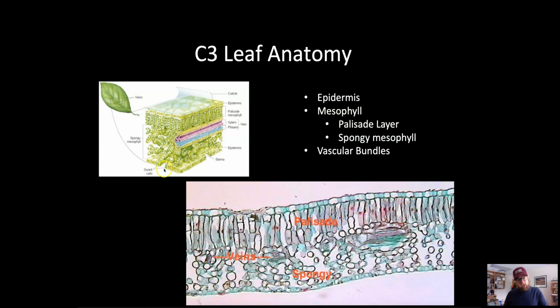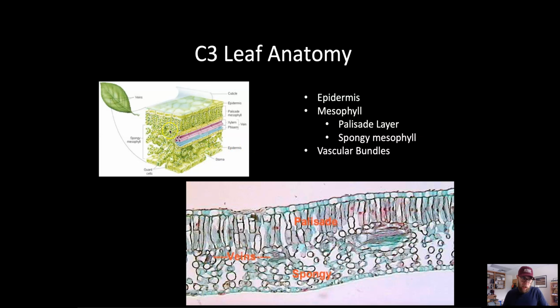A couple other things to note. You can see a stoma down at the bottom here of this leaf, and the guard cells are the two cells on either side of the stoma. We'll talk a little more about those guard cells and stoma in future lectures, but that's where CO2 is diffusing into the leaf, and then at the same time water is diffusing out. So those are really important apertures or openings in the epidermal layer that we'll be talking about throughout the semester as well.